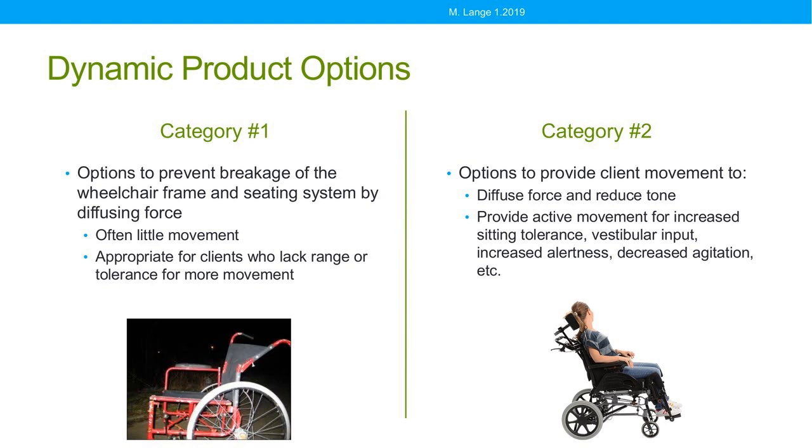In the second category, we have options that provide actual movement, more movement of the client to diffuse force and reduce tone, provide that more active movement for that increased sitting tolerance, vestibular input, increased alertness, decreased agitation, etc. So just know that some of these products do not move very much, and the ones that don't move much are mostly designed to prevent breakage. The components that move a little more do prevent breakage, but also provide the advantages of movement for the client.